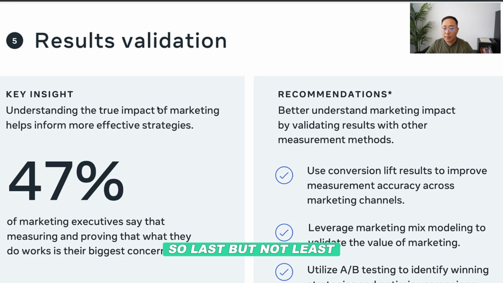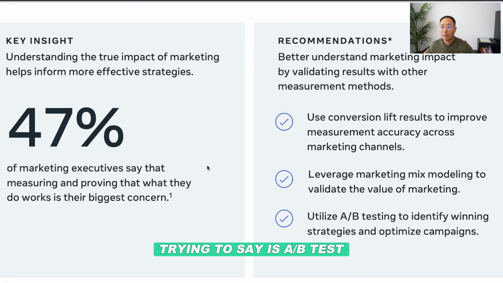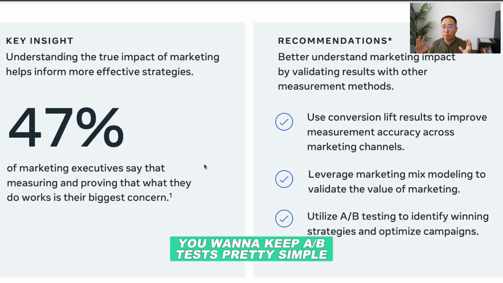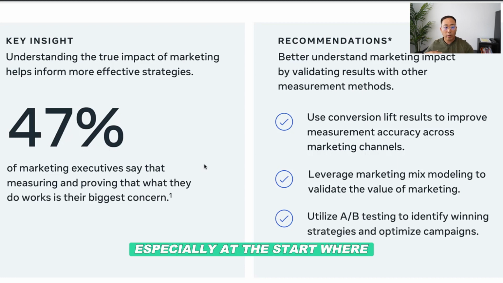All right, so last but not least, they call it results validation. What they're trying to say is A/B tests. Keep testing. You always want to be testing. Part where people drop the ball with an A/B test is they make their A/B tests way too complicated. You want to keep A/B tests pretty simple, especially at the start where you're optimizing, you're testing one variable at a time, especially on lower budgets.